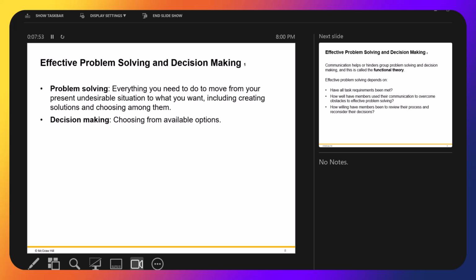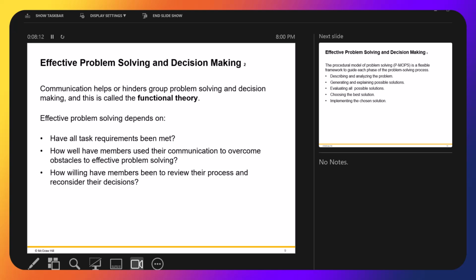Decision making: choosing among the available options. So when you go through that problem solving and you come up with some options, now you've got to make some decisions. Which ones are viable? Which ones are the best possible means to take? And ultimately, you try to whittle it down to which one is the absolute best.